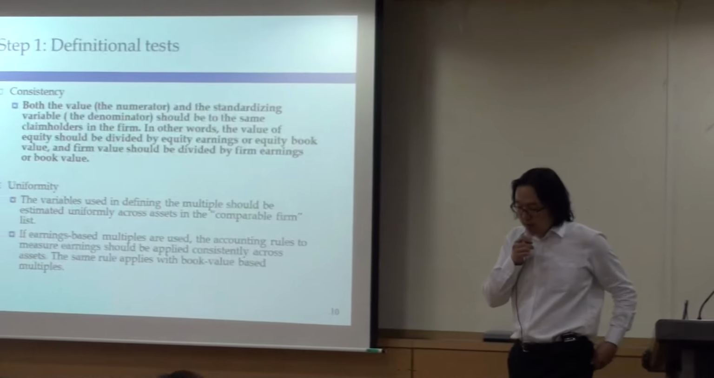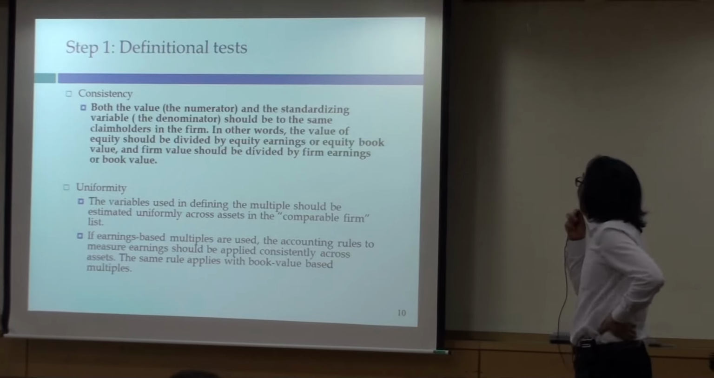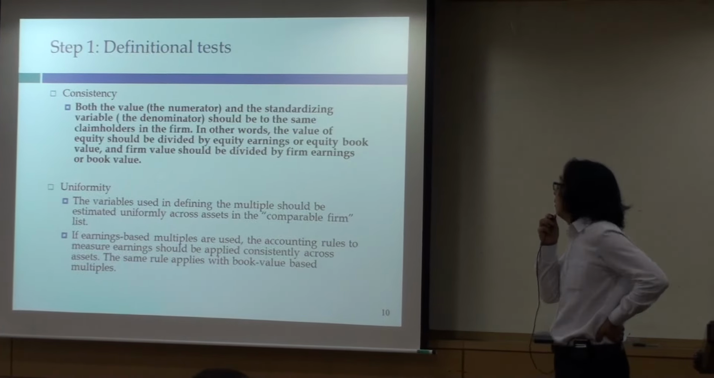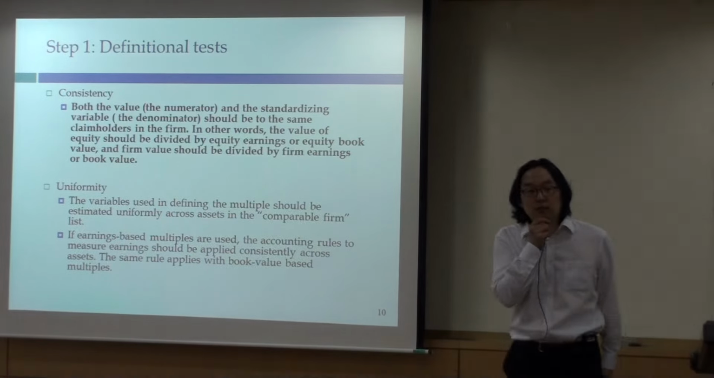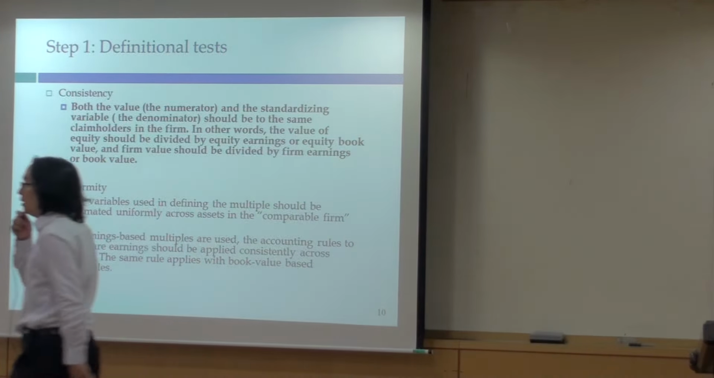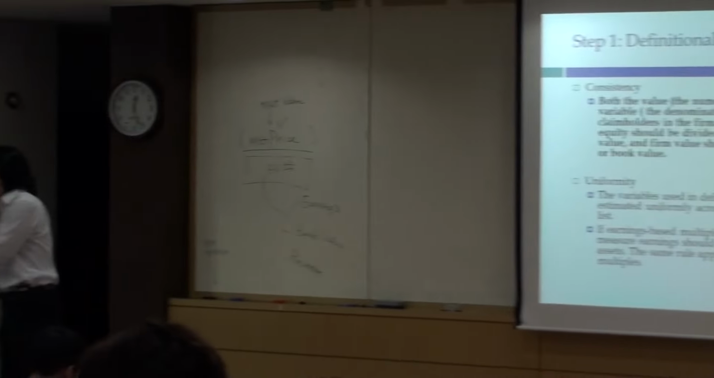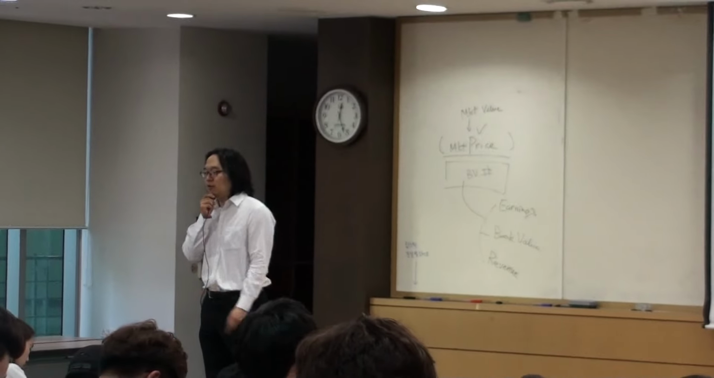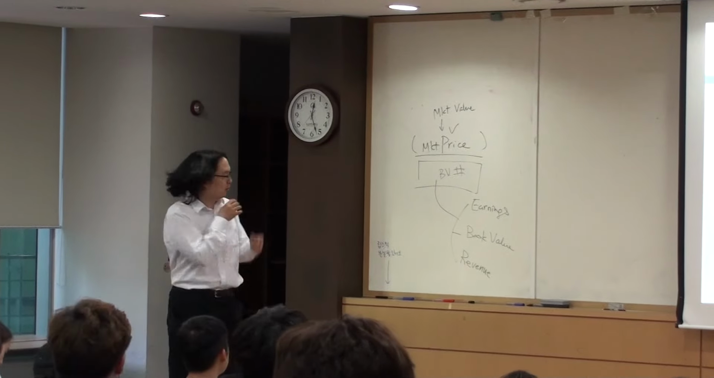So, first step, definition. What do we have to worry about? Well, when you define a multiple, you have to be consistent. What do you mean consistent? Your numerator and denominator have to be about the same kind of claim holders, same kind of investors. What do you mean, same kind of investors?